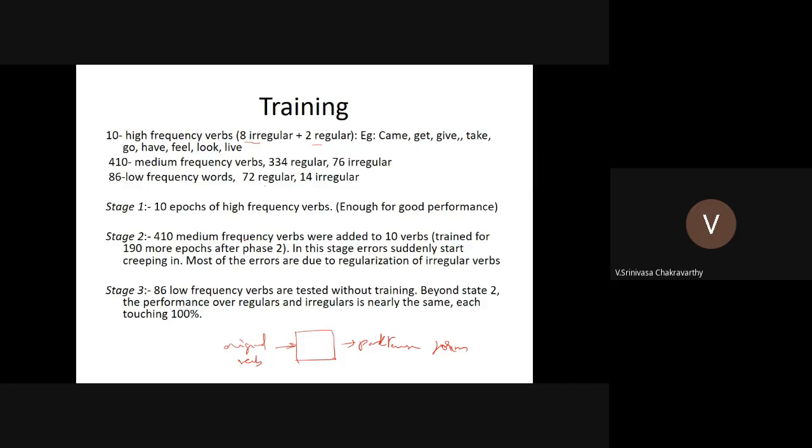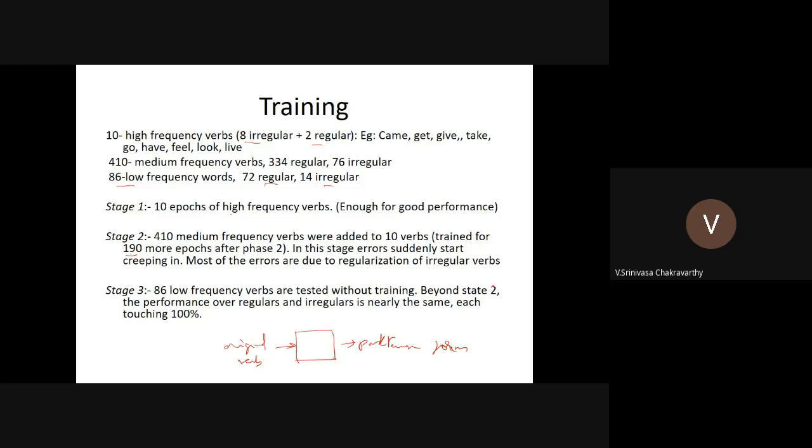So they take these 410 medium frequency verbs, and then they also add the first set of 10 high frequency verbs, which they've used in stage one, and combine them and train the network on this combined data. And this training occurs for 190 more epochs after this 10 epochs. So that is stage two. Then in stage three, there is no further training. They just take these 86 low frequency words, which have some irregular and some regular, and just test the network performance.